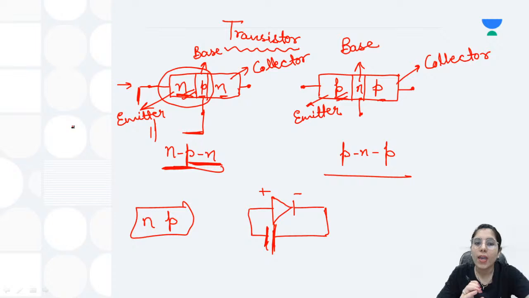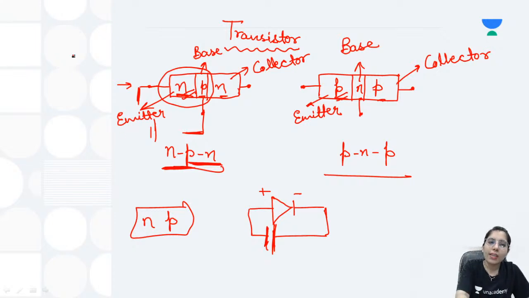So the emitter base diode will always be forward biased. Now what is the meaning of forward biased? I have already explained that, the diode condition. If the N side is there, it should be connected with the negative terminal of the battery, and if P is there, then it should be connected with the positive terminal of the battery. If it has similar connections as I have talked about, it means it's a forward biased case.